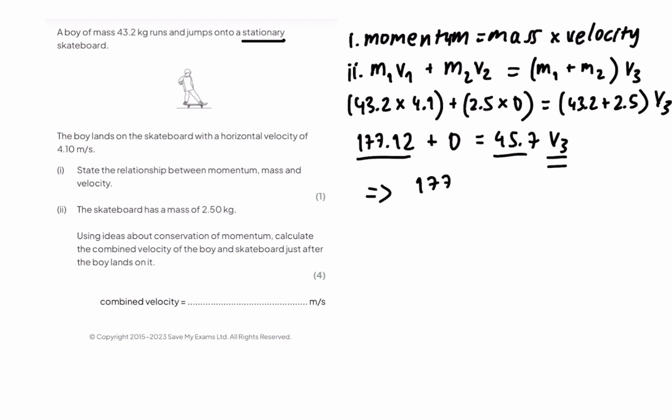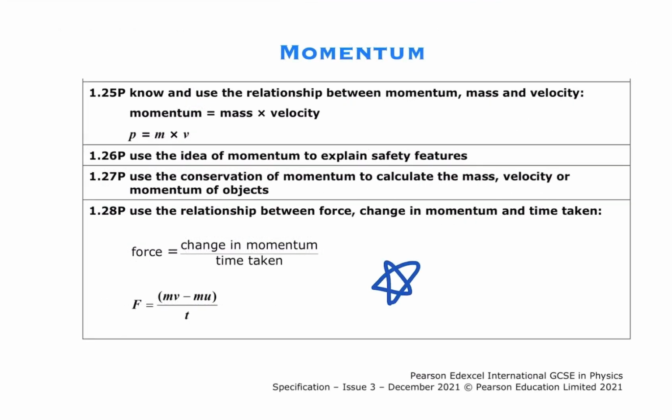So all we need to do is divide the two values to find the new velocity. So the new velocity is just 3.9 meters per second. So now let's look at 128, which states the equation of force equals change in momentum divided by time taken.